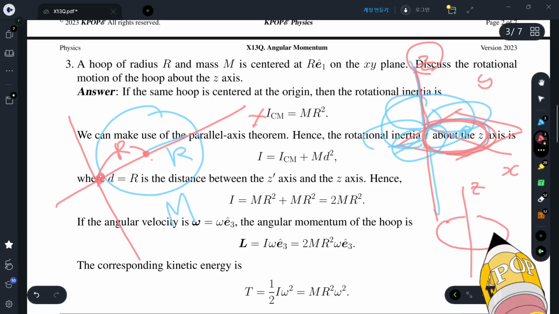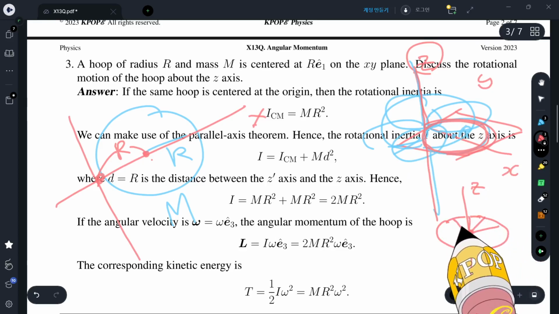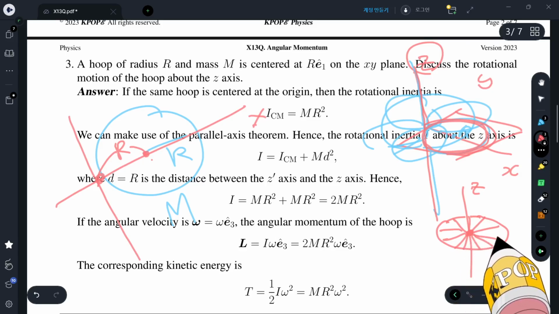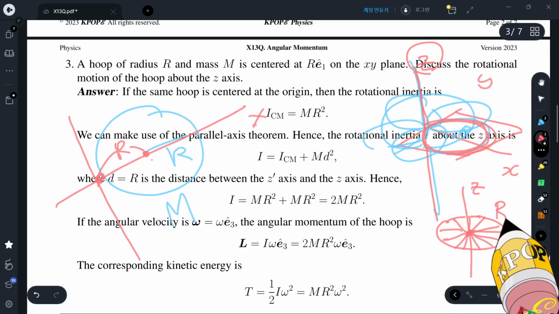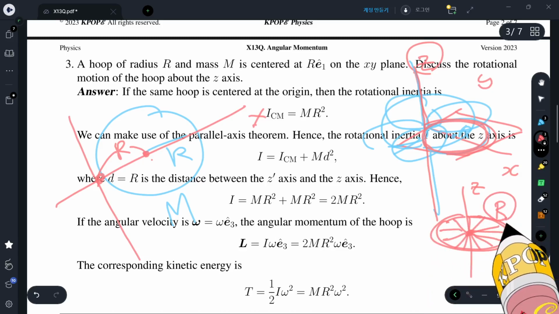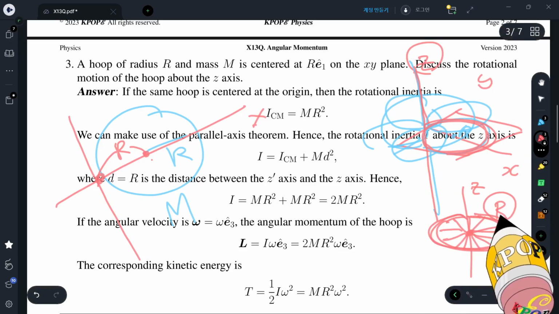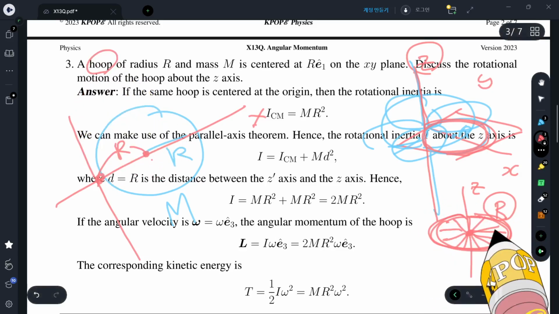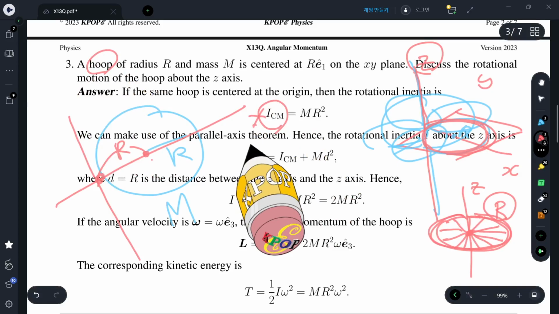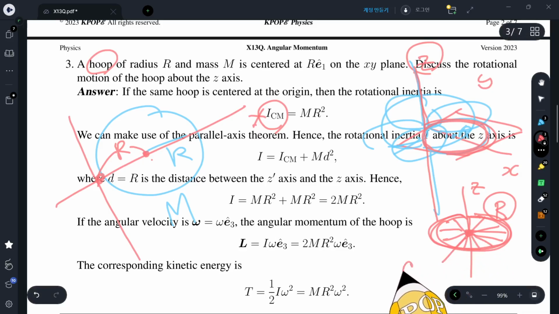So we have the z-axis. About this z-axis, a circle centered at the origin. Every part has a distance, the lever arm, which is always R. So all of the masses have a lever arm vector of magnitude capital R. Therefore, this circular hoop has a moment of inertia about the z-axis passing through the center of mass that is m r squared.